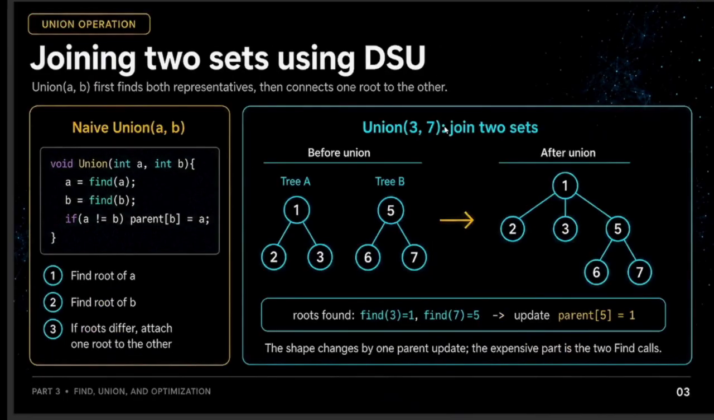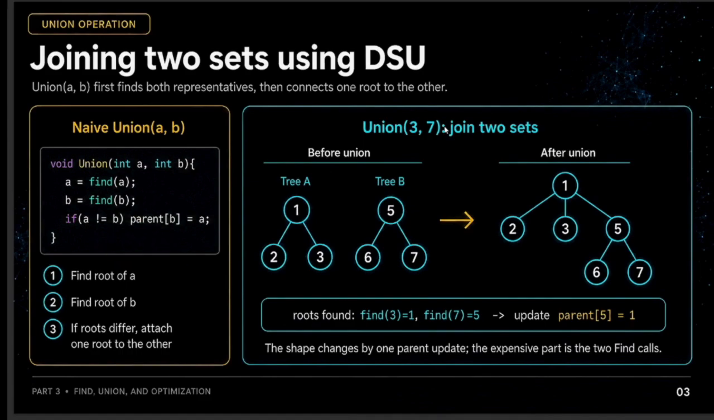Union operation. Now the union operation. Union takes two elements, finds the root of each, and if they are in different sets, connects one root to the other, merging the two sets into one. The code is simple. Find root A, find root B. If they differ, set parent of B equal to A.